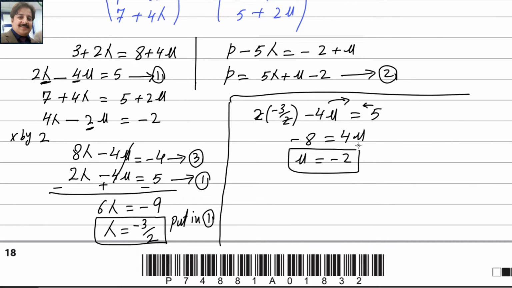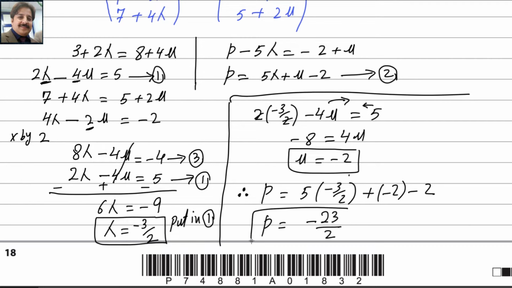Divide by 4. Use these two values in equation number 2. Therefore we can get the value of P from here. 5 into lambda, which is minus 3 by 2, plus mu, which is negative 2, okay, then negative 2. This will be minus 23 by 2. So this is the answer for P. Hopefully you understand the first part.